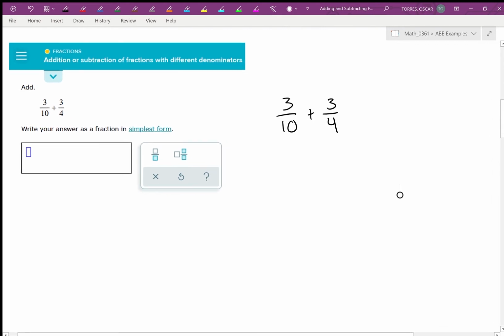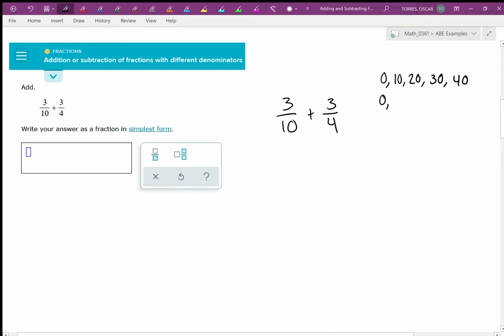So what we do is we're going to make a list of numbers. First I'm going to count by tens. I'm going to start at 0 and just count 10, 20, 30, and 40. This should be enough numbers. Then I'm going to start at 4 and I'm going to count by 4s.